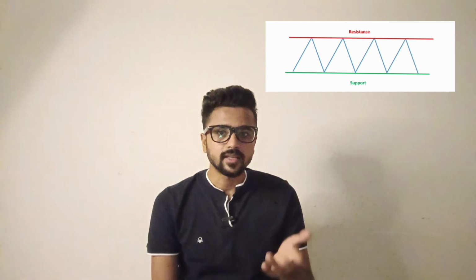Another important aspect of chart analysis is support and resistance levels. You have seen there are horizontal lines drawn by experts on the chart that indicate areas where the asset's price has historically struggled to move above or below. Support and resistance levels can act as potential turning points for the price, providing valuable information for traders.